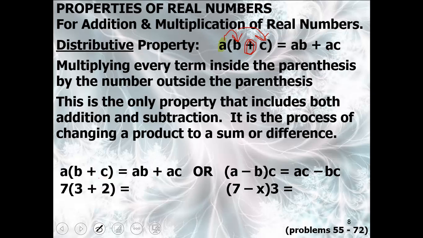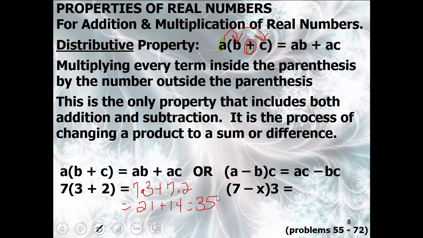Now do it with numbers. 7 times 3 plus 2. If we use the distributive property, we have to go 7 times 3 plus 7 times 2, which equals 21 plus 14, which equals 35.